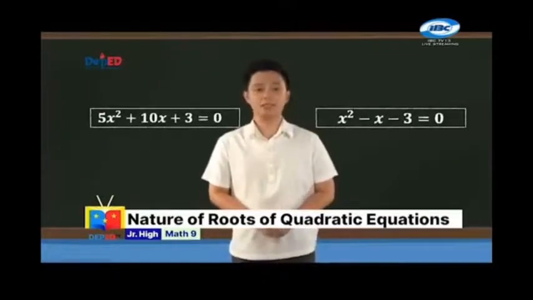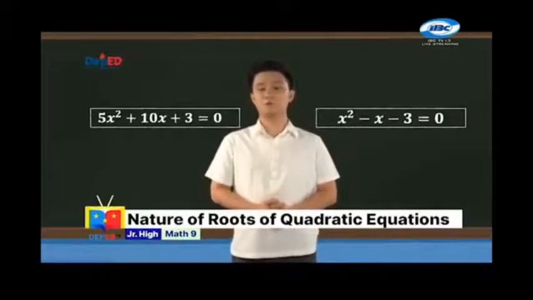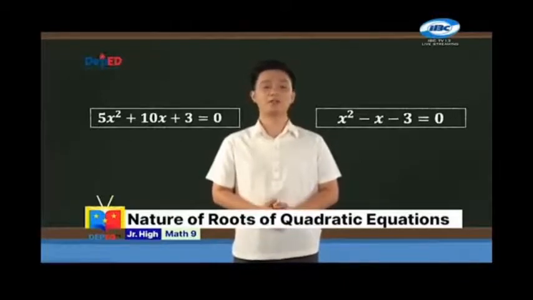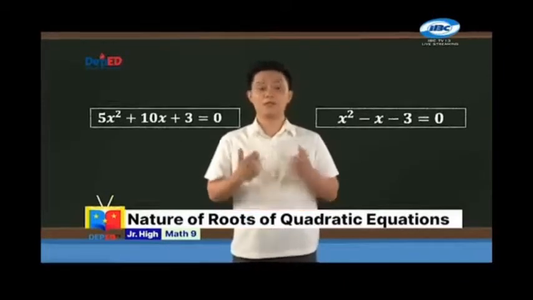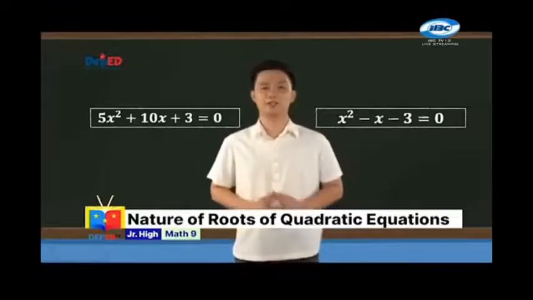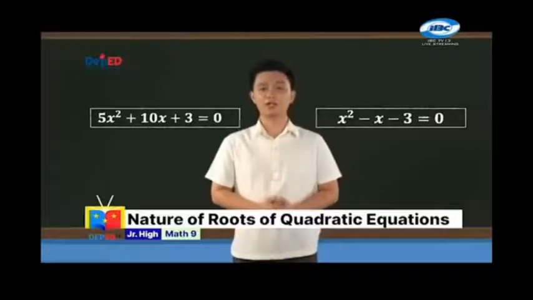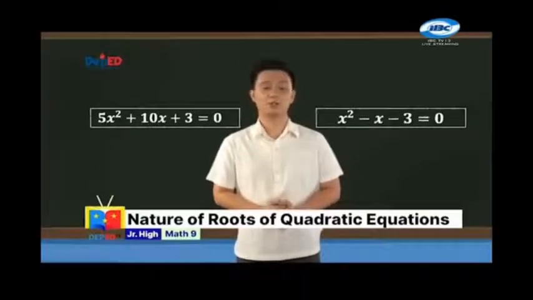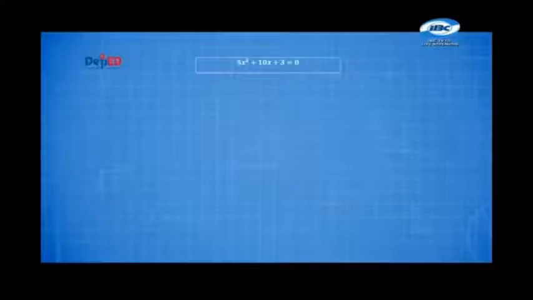5x squared plus 10x plus 3 equals 0, and x squared minus x minus 3 equals 0. This pair shall introduce us to a different case of discriminant-root relationship. Let's solve the equation 5x squared plus 10x plus 3 equals 0 first. Just like the old times, since we are to use the quadratic formula, we first identify the value of the coefficients in the equation. Then, we replace a, b, and c in the formula with their corresponding values.